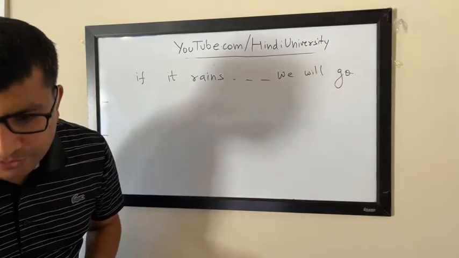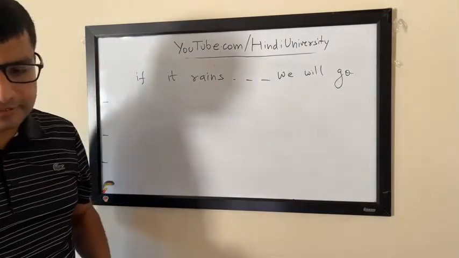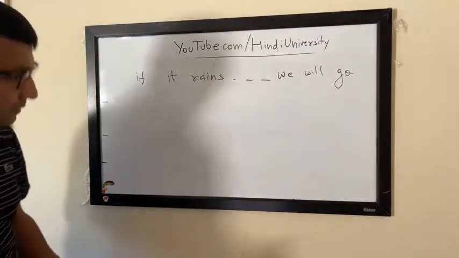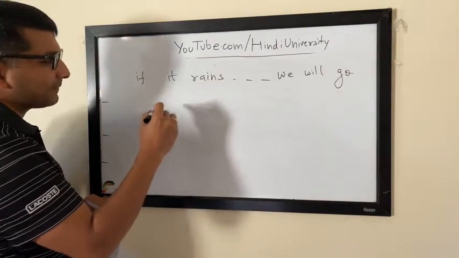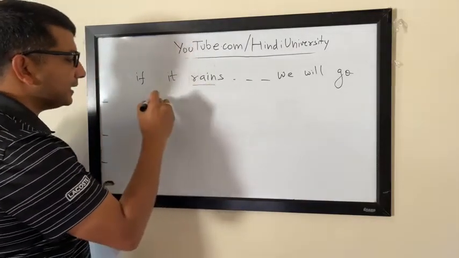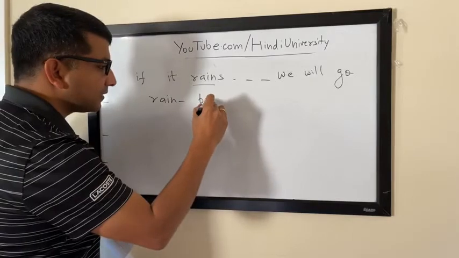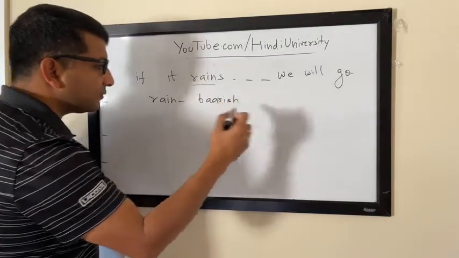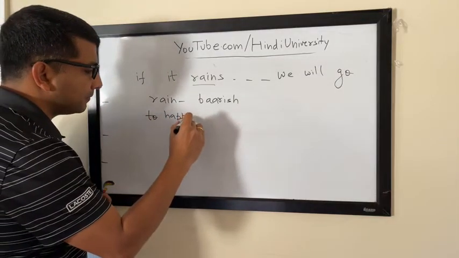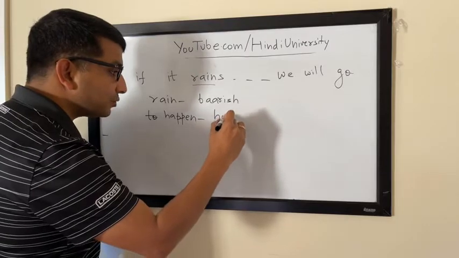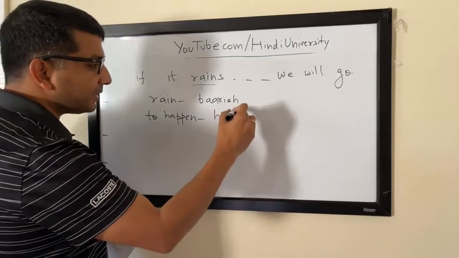Let's see, JD, you want to unmute yourself and try with the first scenario where you have present indefinite and future indefinite in the second one? Okay. Let me help you. What is rain in Hindi? Barish, very good. How do you use it as a verb? Something to happen. Very good. To happen is hona, right? Barish hona. So, how do I say in present indefinite?